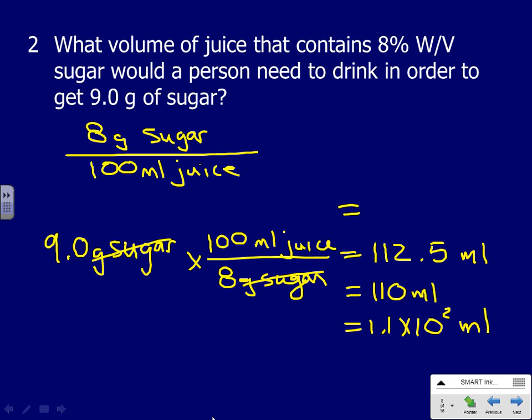If I were to write this in terms of scientific notation, I would write this as 1.125 times 10 to the 2 milliliters. And then as I see this, I only need to keep the first two, and that becomes 1.1 times 10 to the 2, which, if you wanted to put it back in regular notation, becomes 110.